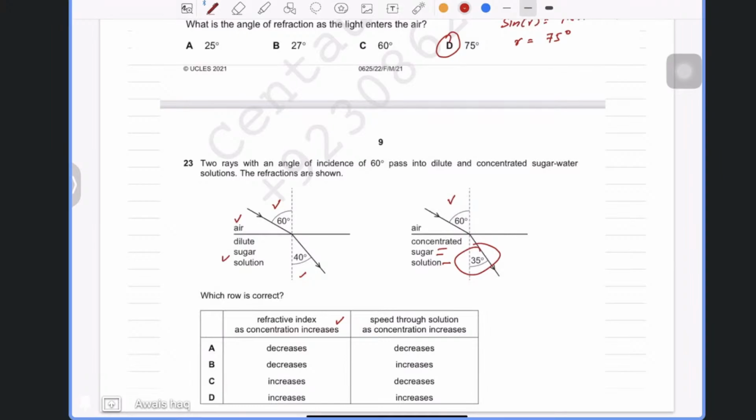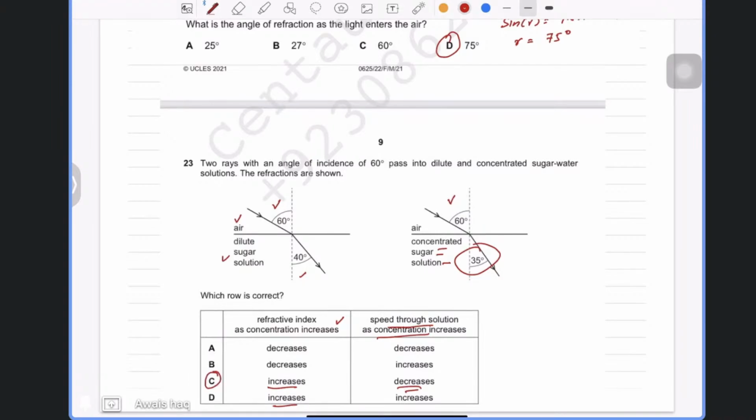Increases, because density is increasing. And the speed through the solution, as concentration increases, does the speed increase or decrease? Decreases. Because if it's more dense, obviously light will have trouble going through it, which means speed decreases. That has to be C. Okay, any questions now? Let me know.